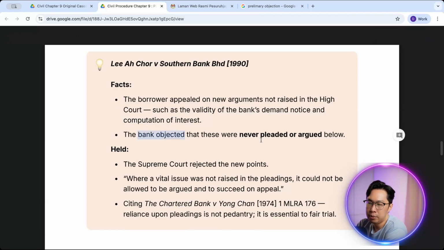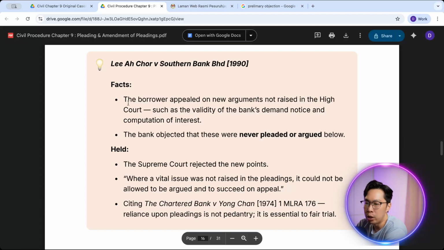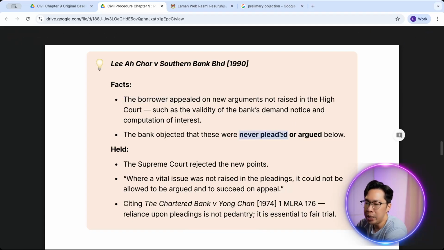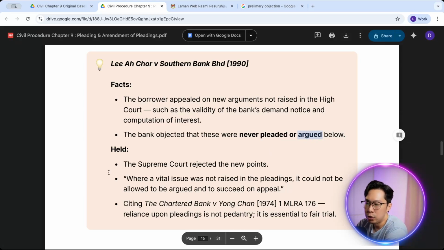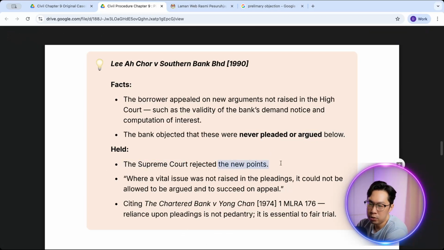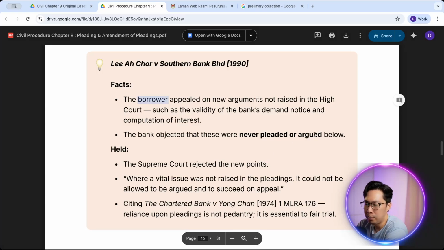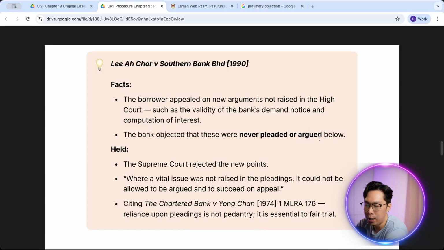Bank objected that these were never pleaded or argued below. Argued below is what? Because this case goes to the Court of Appeal. It was never pleaded or argued below in the High Court. Supreme Court rejected the new points. I think it was Supreme Court. Okay, meaning never argued below in the Court of Appeal, High Court.